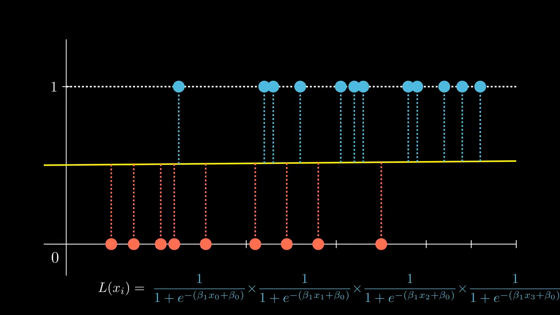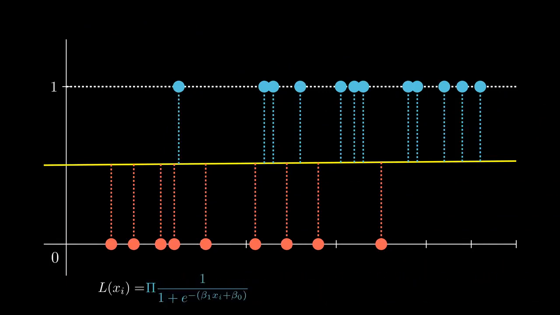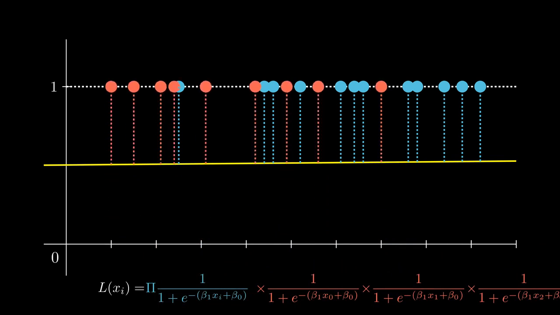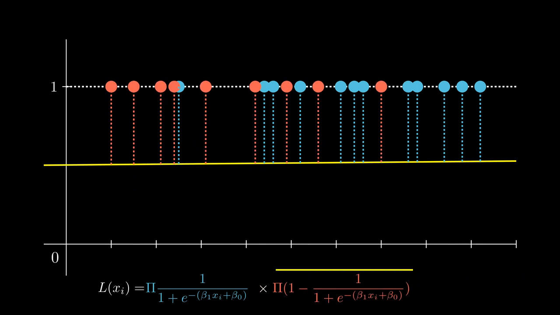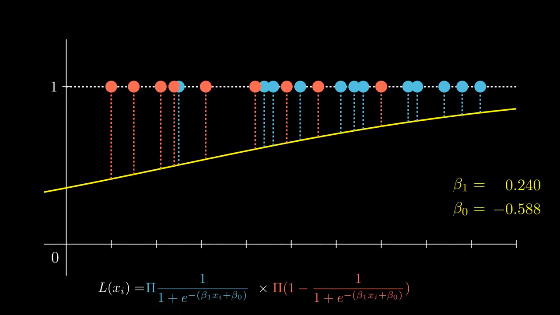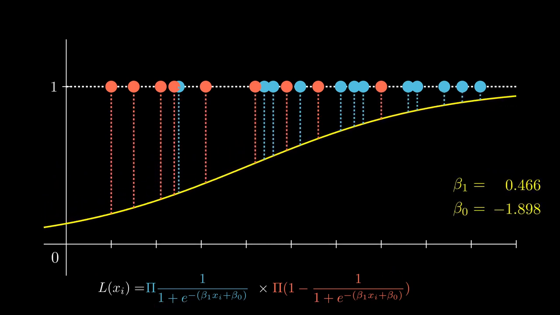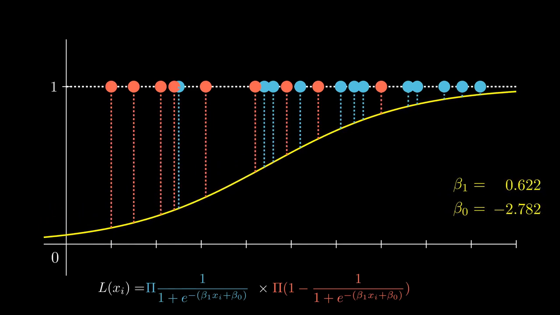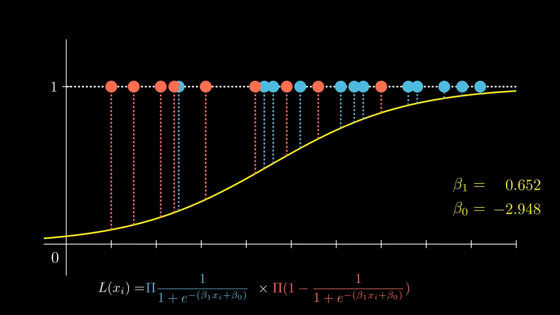Let's talk briefly about maximum likelihood estimation. The way it works is that we are going to take each of these points, multiply their corresponding likelihoods together, and that is going to produce our total likelihood. We need to find the beta coefficients that will maximize the likelihood of our S-shaped curve producing all of these points. This can be done with gradient descent, Newton's method, and other optimization techniques.